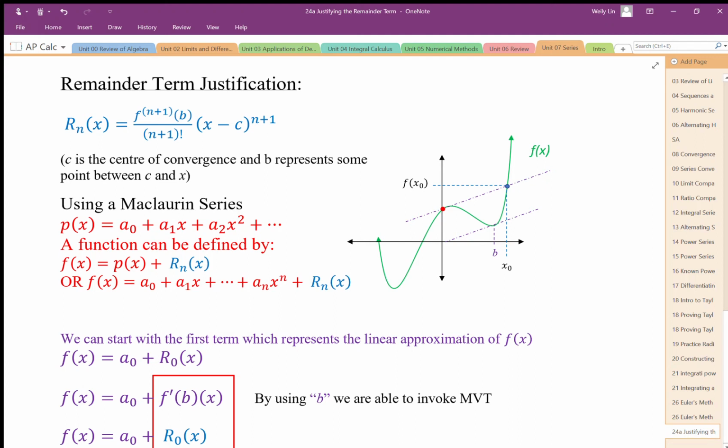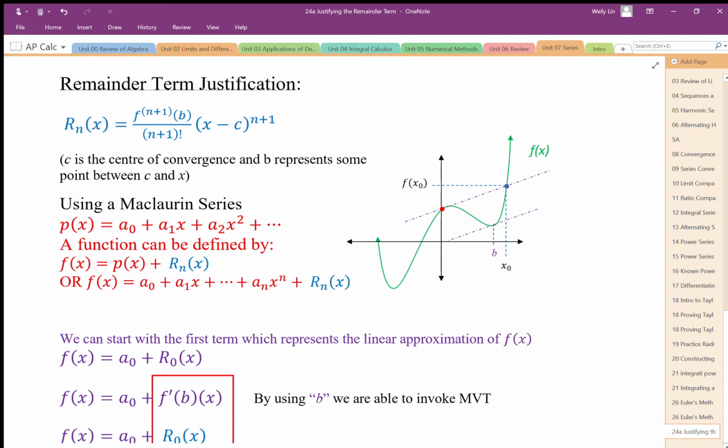So we're going to look at that remainder term, and this remainder term shows up in the Lagrange form of the error, and also in the integral form of the error. And basically, it's going to be using a mean value theorem type of thinking to be able to justify this.